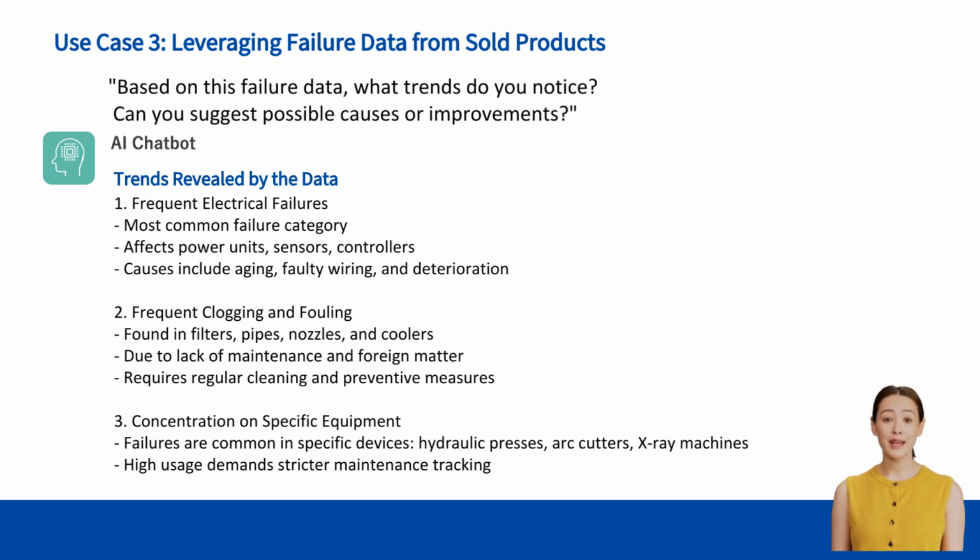First, electrical failures were by far the most frequent. Second, certain components in specific models tended to have recurring issues. Third, failures often happened just before or after scheduled maintenance periods, suggesting possible timing issues.